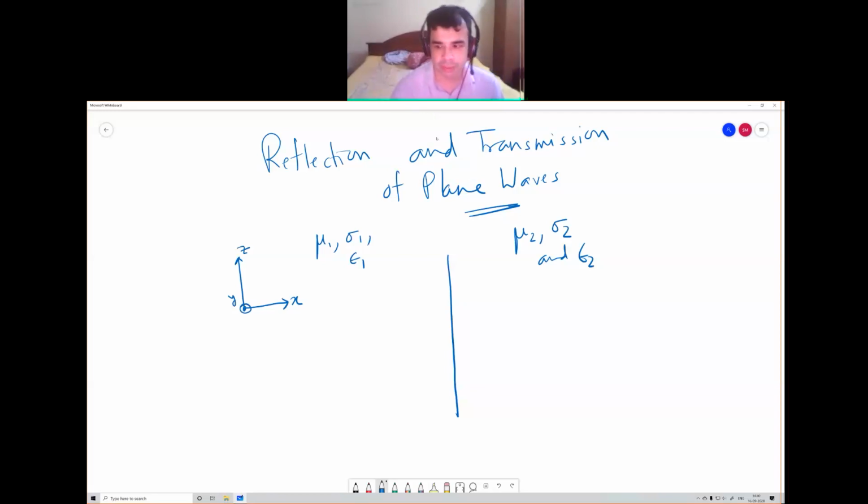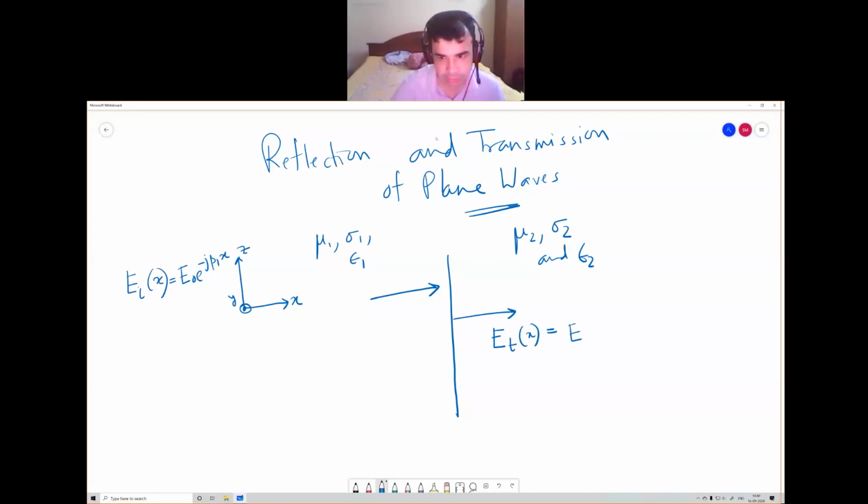So we have the EM wave in phasor notation. The incident wave as a function of x is E0 e to the power of minus j beta 1 x. This is my incident wave, travelling towards this boundary. When the wave reaches the boundary, a part of it propagates. Let us give that transmitted wave as E1 e to the power of minus j beta 2 x.